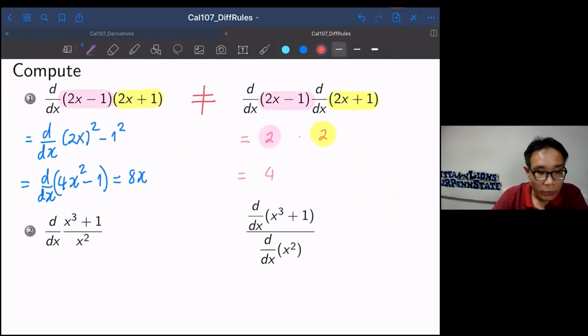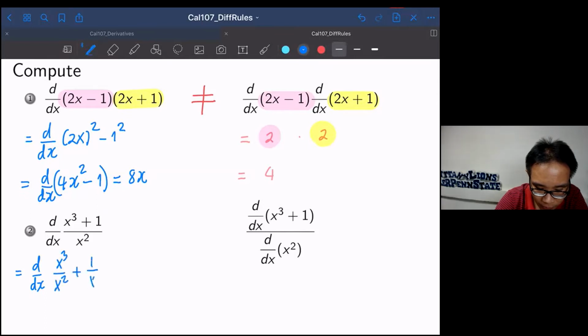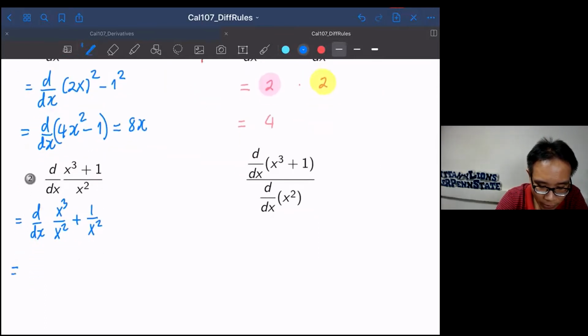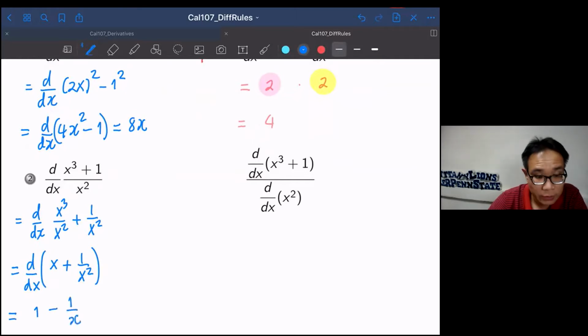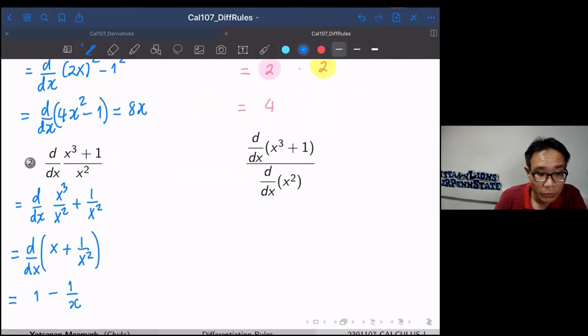Now, if you try to differentiate the quotient of two functions, you see that when you simplify, it's d/dx of x cubed over x squared plus 1 over x squared, so it's d/dx of x plus 1 over x squared. You differentiate this one, you get 1, and differentiating 1 over x squared gives the second term, so the derivative of this function is 1 minus 1 over x squared.